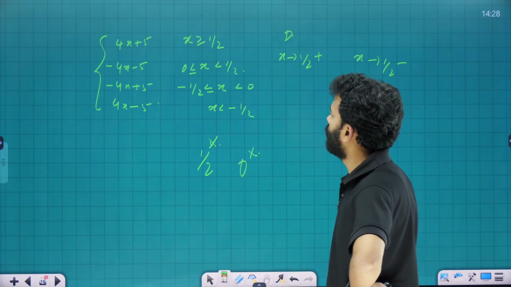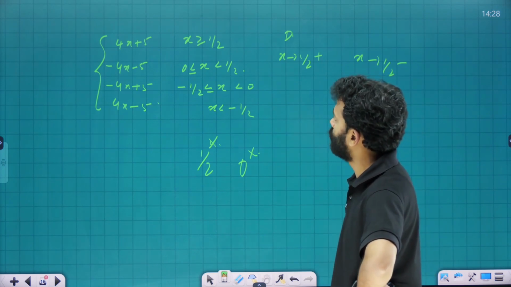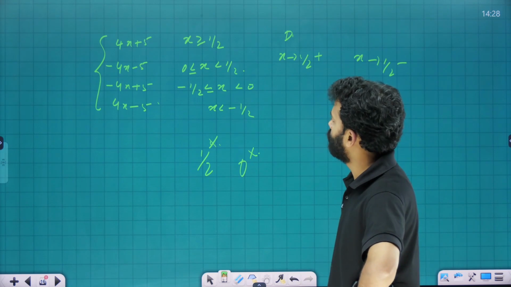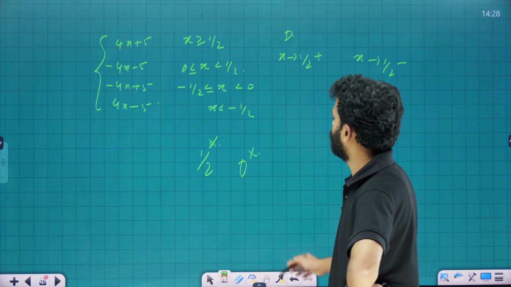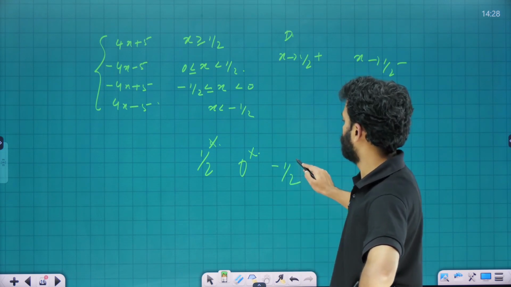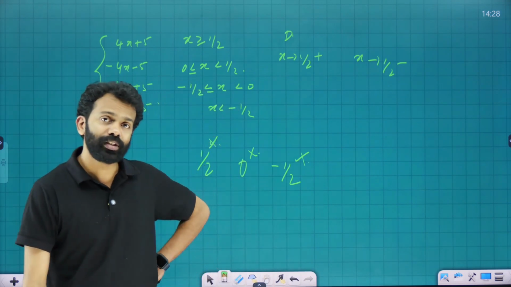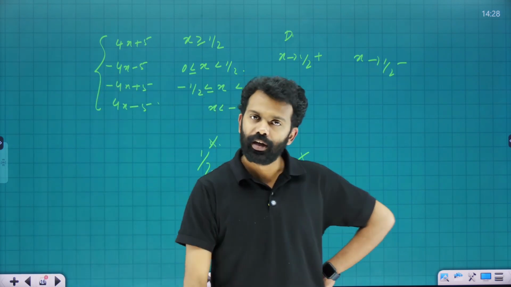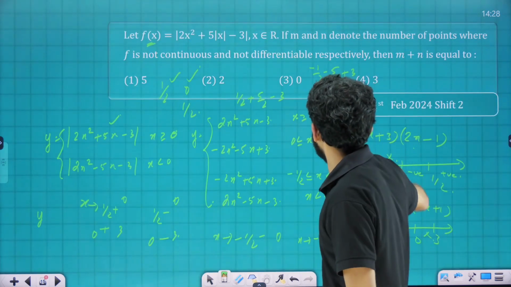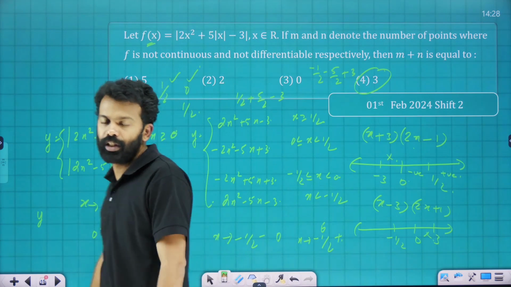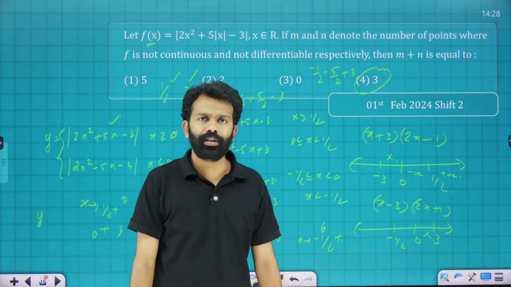And what about minus 1 by 2 plus and minus 1 by 2 minus? At minus 1 by 2 plus, I think you will get a positive value, and at minus 1 by 2 minus, you will get a negative value. Therefore, not differentiable at minus 1 by 2 also. Therefore, the function is continuous at 3 points and at those 3 points, the function is not differentiable. Therefore, what is the net value here? You need to find m plus n, and what is m plus n? 0 plus 3, which is equal to 3. Okay, a very easy question, but we need to formulate things slightly here.